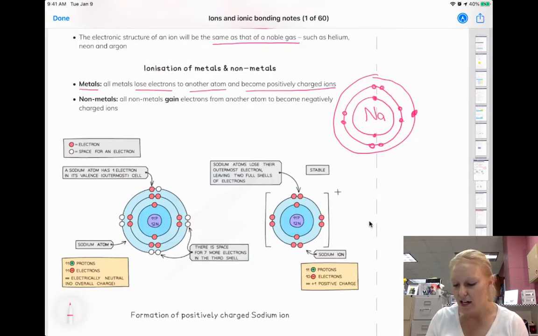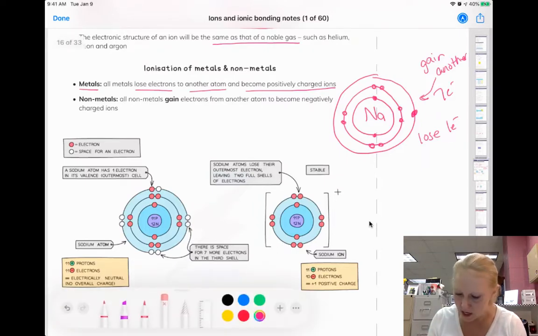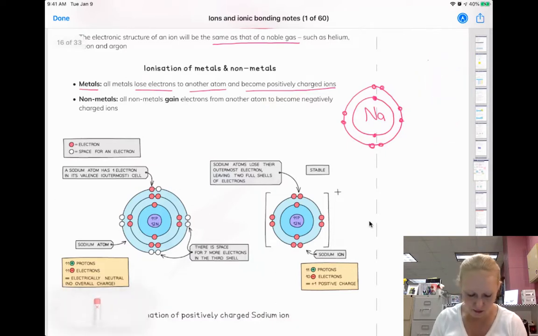So what you're thinking is, would it be easier for this sodium atom to gain another 7 electrons to fill that outermost shell? Or would it be easier for it to lose just 1 electron to fill that outermost shell? Well, whatever number is the smallest is going to be what it prefers to do because it requires less energy. So that's why instead of gaining 7 electrons, sodium just goes ahead and gives away that 1 single electron.